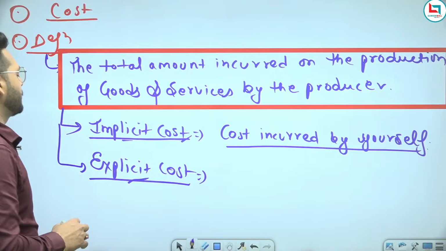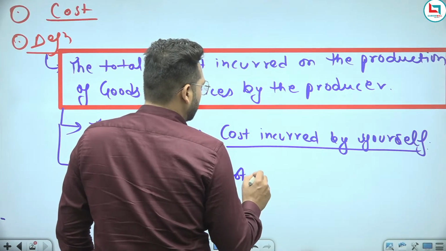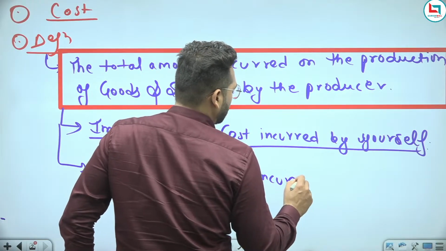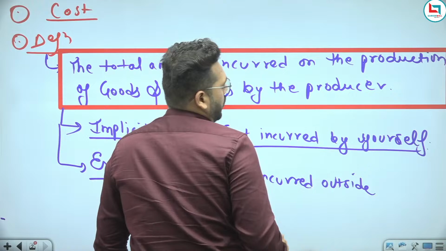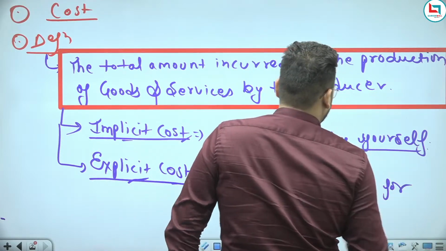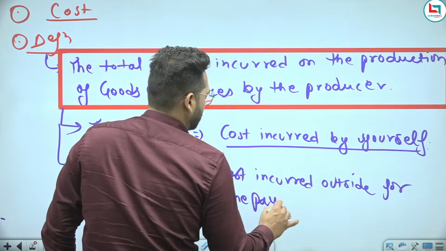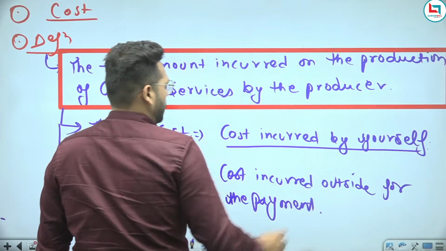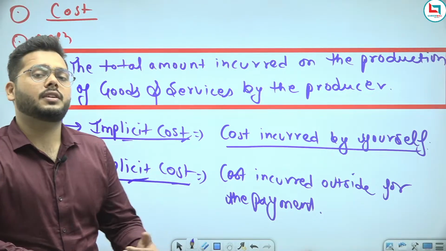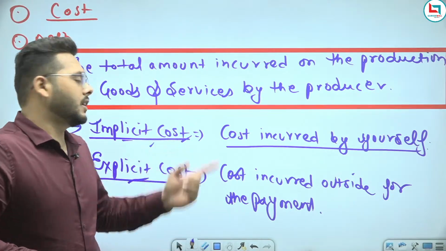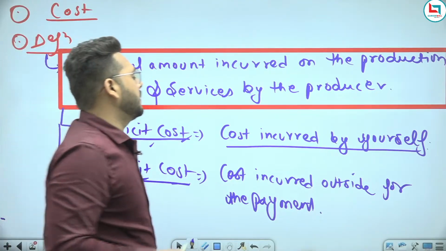So what do you mean by explicit cost? Cost incurred outside for payment, right? So this is called explicit cost. Explicit cost means external cost. This is called internal cost, and this is called self-imputed cost.